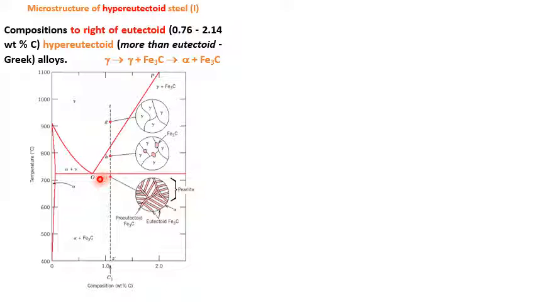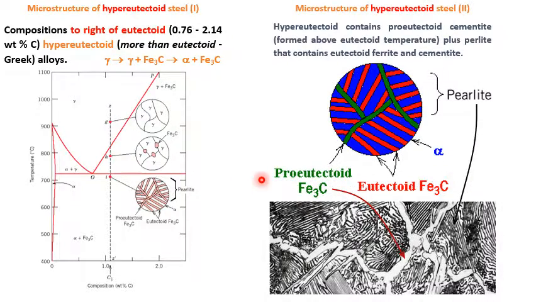Once it crosses the eutectoid temperature, the Fe3C, that is the pro-eutectoid cementite, will remain the same. Whatever remaining gamma will transform to pearlite, that is a lamellar structure of alpha ferrite and Fe3C. So the structure will remain the same, but here, instead of pro-eutectoid alpha, we have pro-eutectoid Fe3C. The pearlitic structure will remain the same, which is ductile in nature.